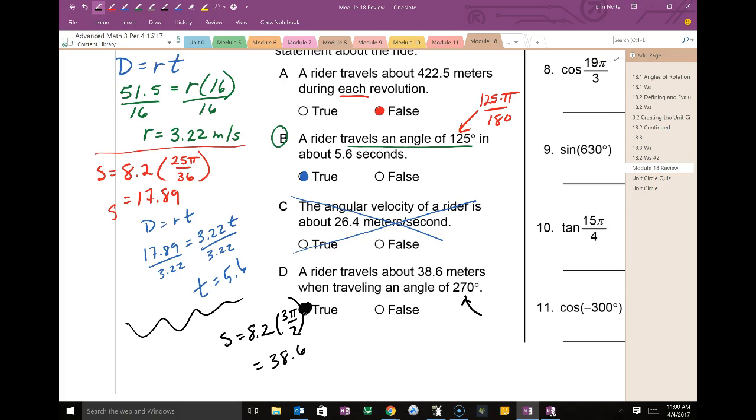Can I take a picture of that and use that on the test? You may not. You may write it down though. No phones. Illegal maneuvering.